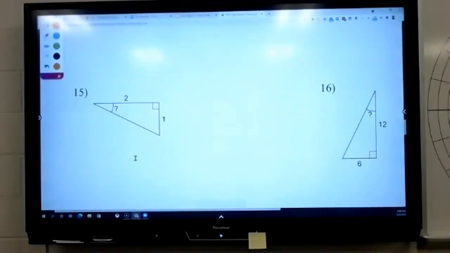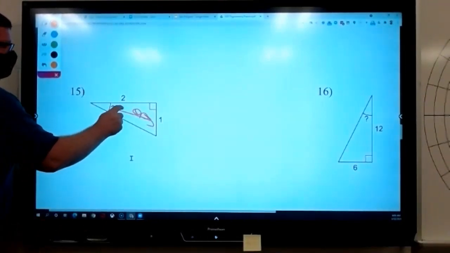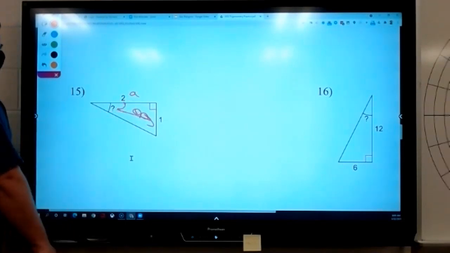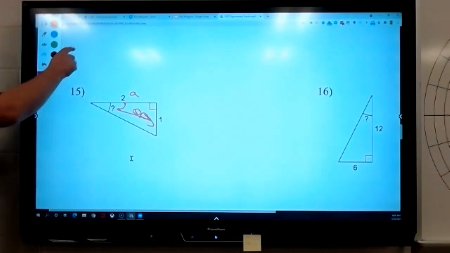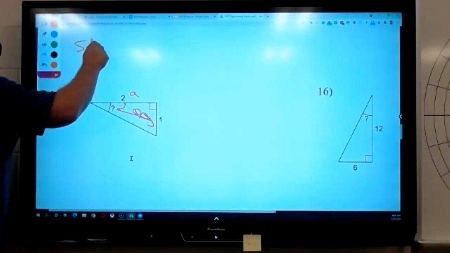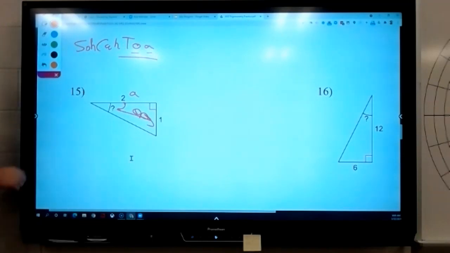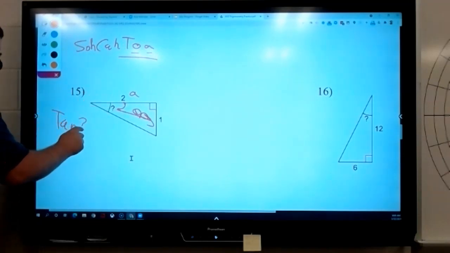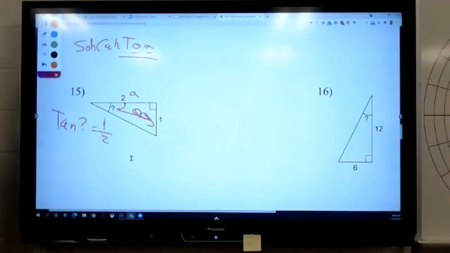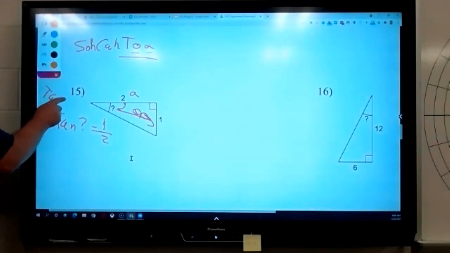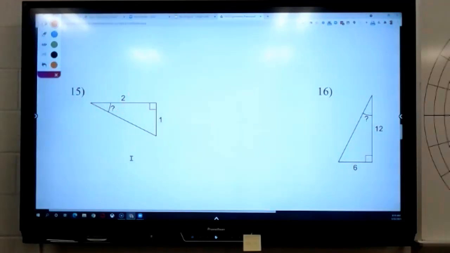Here we go. How do I do this one? What do I know? Opposite. What's this? Adjacent. So what do I use? Tan. How come? TOA. Opposite, adjacent, so that's going to be tangent. Tangent of the question mark equals 1 over 2. Now what do I do? How do I get rid of it? Tan inverse. Tan inverse of 0.5. There you go. 30 degrees, by the way.